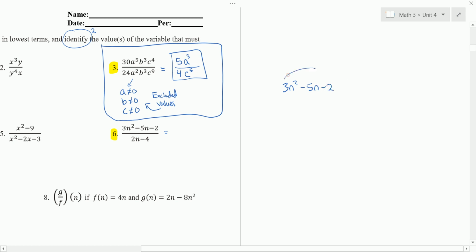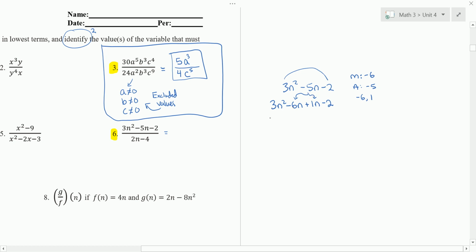I'm looking for two numbers that multiply to negative 6 and add to negative 5. You think about that a little bit, you end up with negative 6 and positive 1. So then I rewrite these three terms as four terms: 3n squared minus 6n plus 1n minus 2. So that middle term, the negative 5n, gets split up to negative 6n plus 1n, and now in four terms this will factor by grouping.